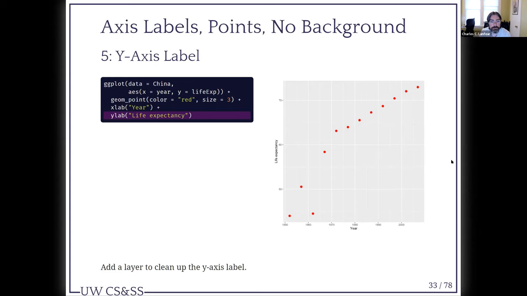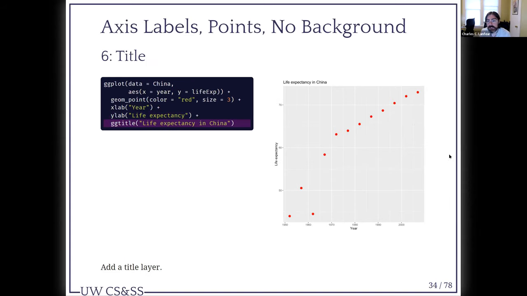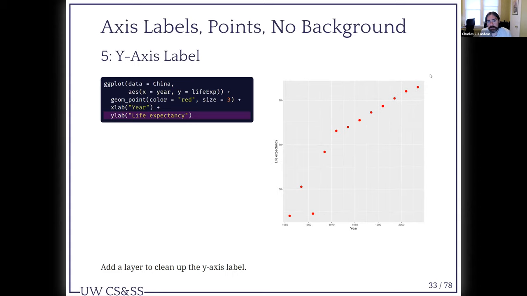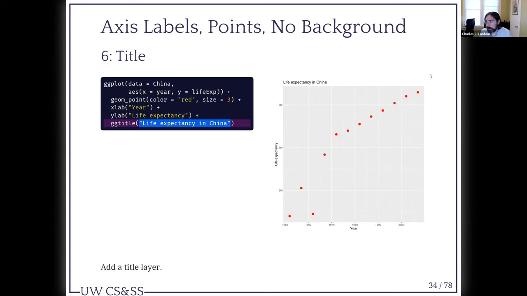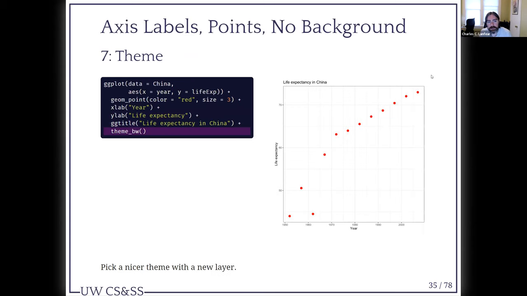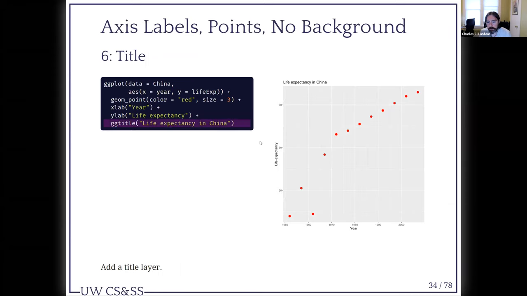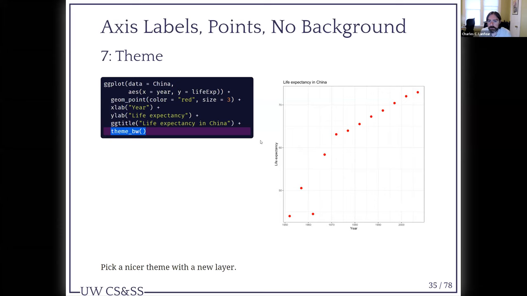Okay? Next thing, I'm gonna change a title. That is, I'm going to add it. I say ggtitle, Life Expectancy in China. It adds Life Expectancy in China to the top. Without it, with it. Okay, so I've added on a title. And then I change its theme. I say theme_bw, and you'll see, instead of having an ugly default gray background, we now have sort of a slightly nicer, less ink-wasting background using theme black and white.